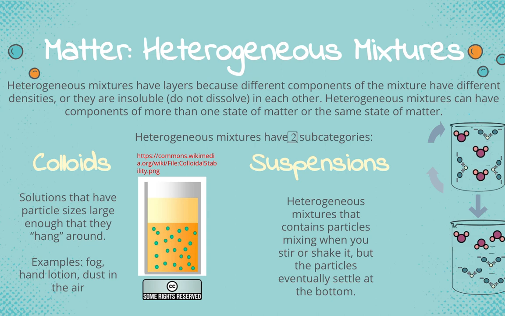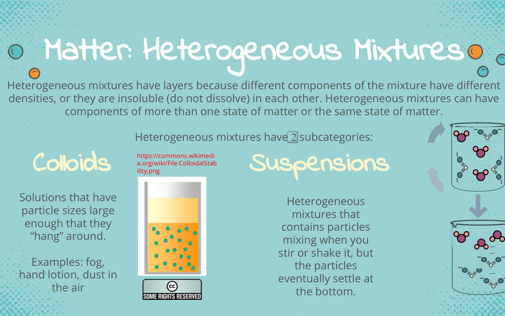You now have heterogeneous mixtures. Heterogeneous mixtures have layers because different components of the mixture have different densities, or because they are insoluble. They do not dissolve in each other. They can have components of more than one state of matter or the same state of matter. Two subcategories of heterogeneous mixtures are colloids and suspensions.